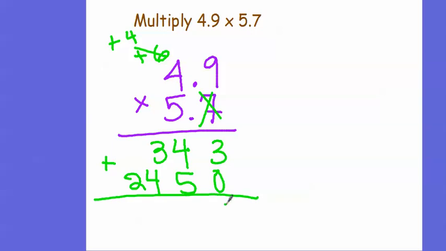3 plus 0 is 3. 4 plus 5 is 9. 3 plus 4 is 7. Nothing plus 2 is 2.